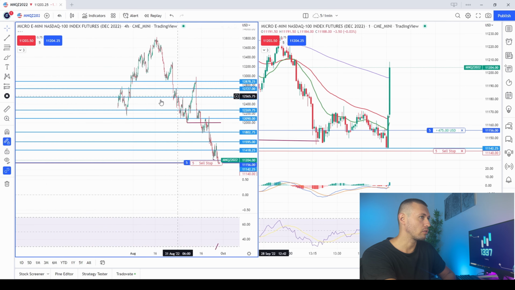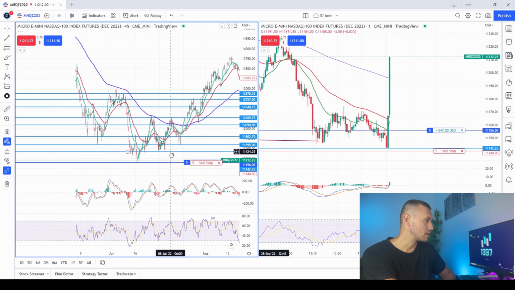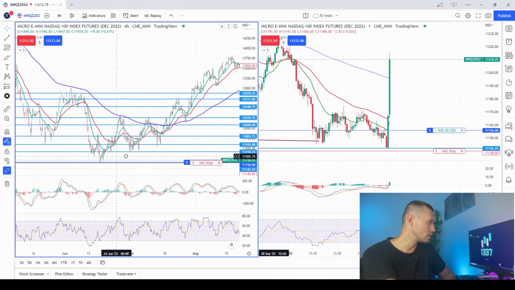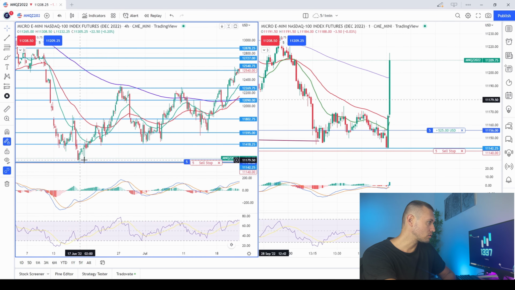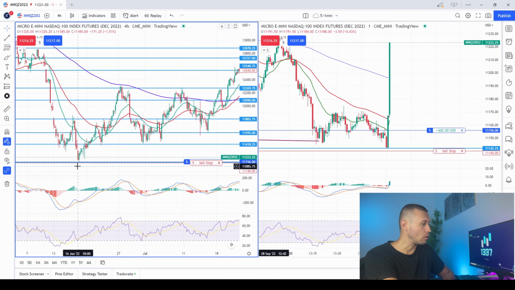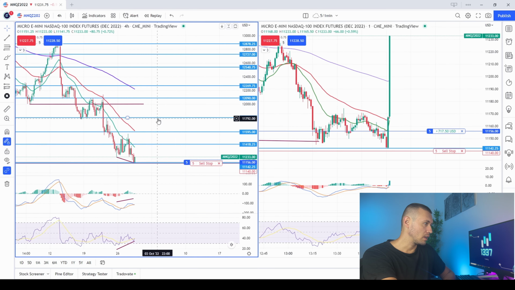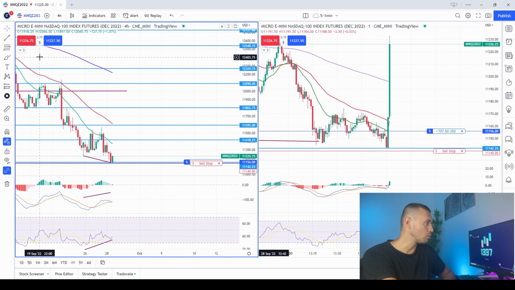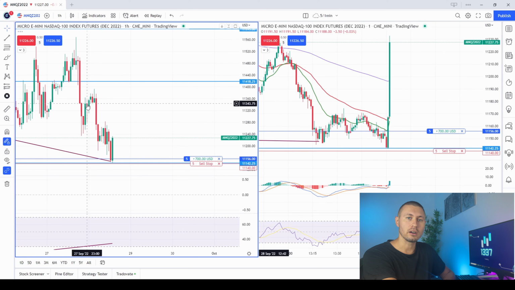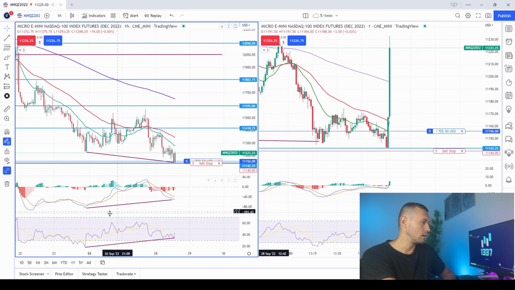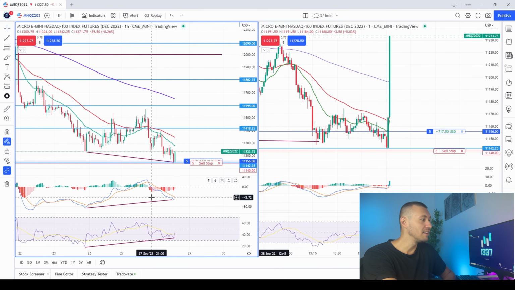Let me just check the 4-hour chart. Give me a second. All right, yeah, so this right over here was the lowest point Nasdaq reached on 17th of July this year, 2022, right? So now we retested it, and look what I saw on a 1-hour chart. First of all, what do we see here?